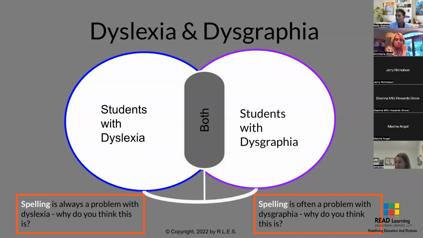And here's a little chart I always like to show. There's a high correlation between students with dyslexia also having dysgraphia. But when you look at the two learning disabilities, the common denominator is spelling. So spelling's always a problem with a student who has dyslexia, but it's often a problem for someone with dysgraphia. Not always, but often.